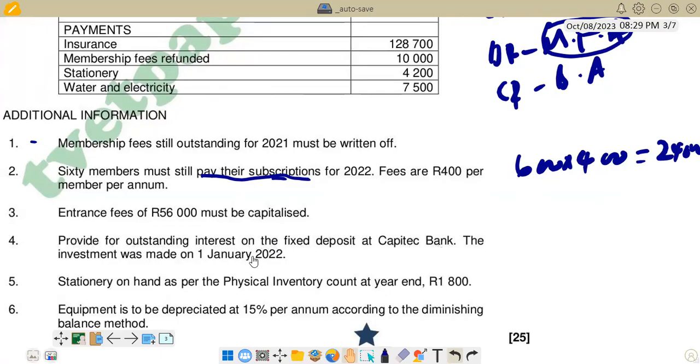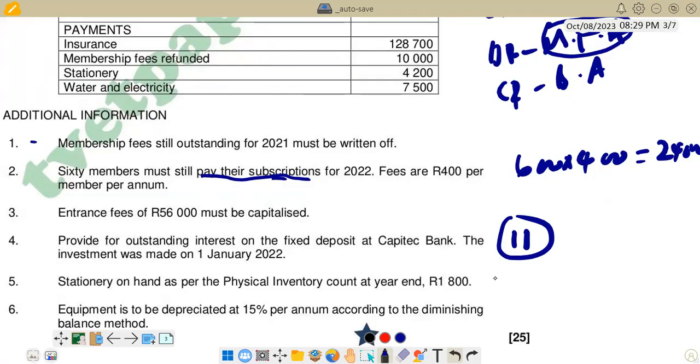The investment was made on 1 January 2022. Remember, the income and expenditure account we are preparing is prepared on 1 March 2022. So what does it mean? It means this fixed deposit was only there for January and February. Then on 1 March, we were preparing these accounts. So it was there for only 2 months.